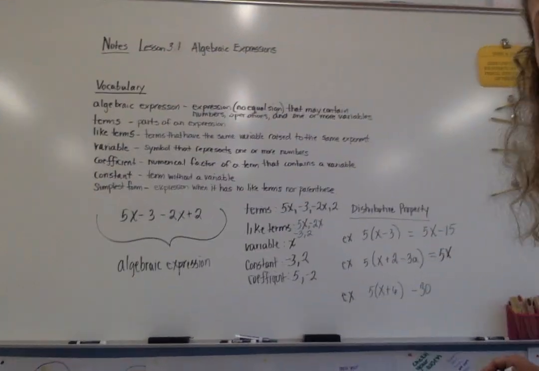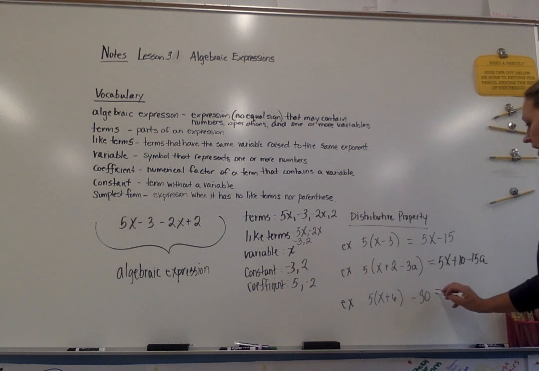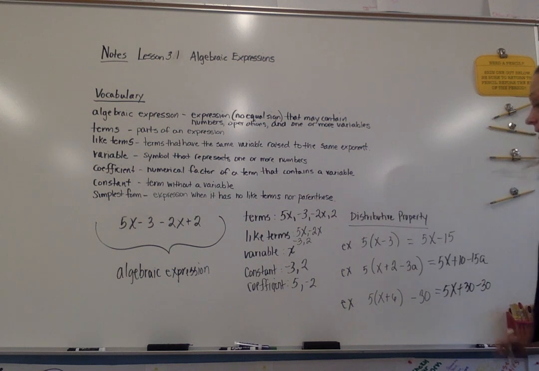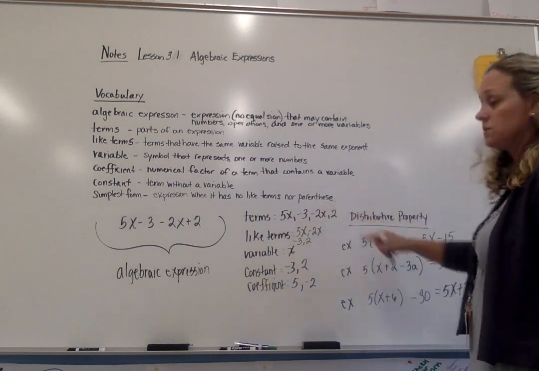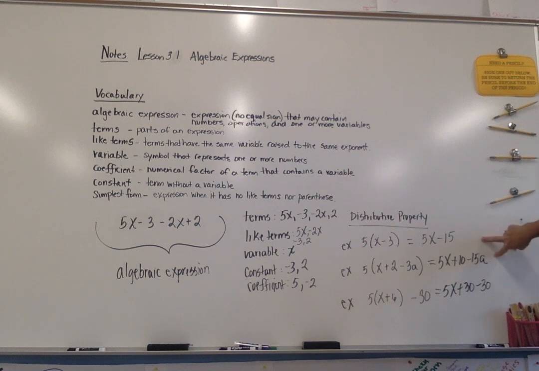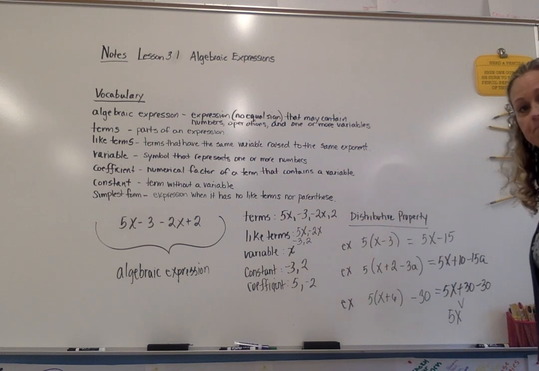5x plus 10 minus 15a. And then for the last one, distributing the 5, I have 5x plus 30 minus 30. Now, the only way that these would be simplified is if there were no like terms and no parentheses. So the first 2, I can't combine, no like terms and no parentheses. For the last one, it ends up being just 5x.